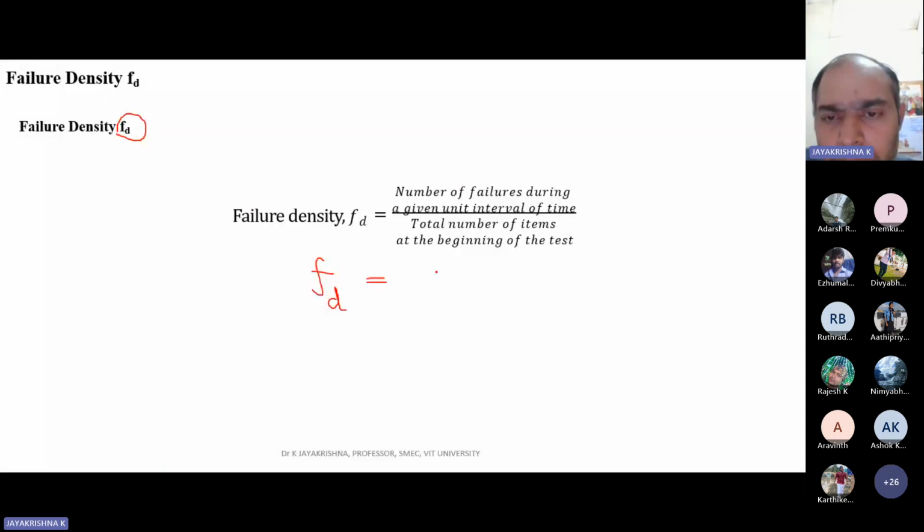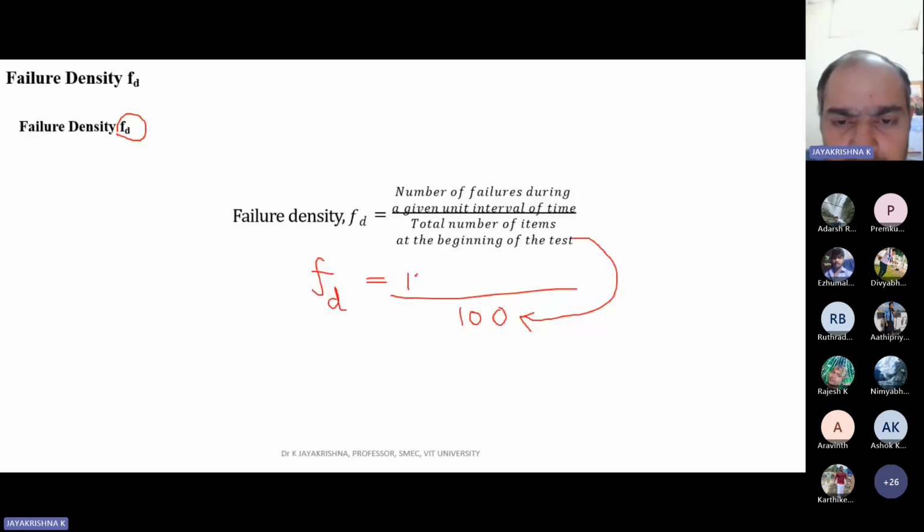Say, for example, 100 units are subjected to test. That is, initially there are 100 items subject to test. When you start the test, let's assume you have 100 components. Out of these 100 components, how many failures have happened in a given interval of time? Say, for example, 10 hours. In 10 hours, how many components have failed? In the first hour, let's assume 10 components have failed. In the second hour, some 20 components have failed.